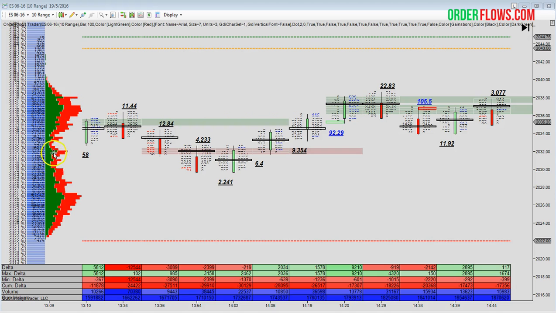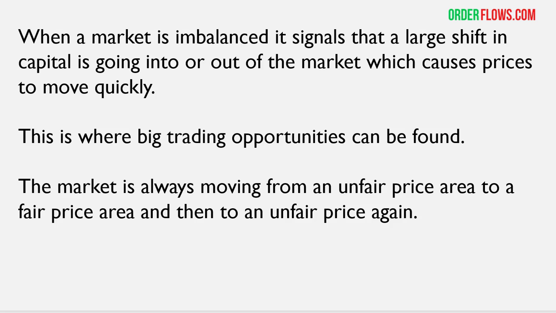That's what markets do. They move vertically, they move horizontally. It's often a mix. You can't move vertically and horizontally at the same time, but you'll move horizontally, then you'll move vertically, then you'll move horizontally again, then you'll move vertically again. Okay, so when a market is imbalanced, it signals that there's a large shift in capital, and it's either going into or out of the market, which causes prices to move quickly.